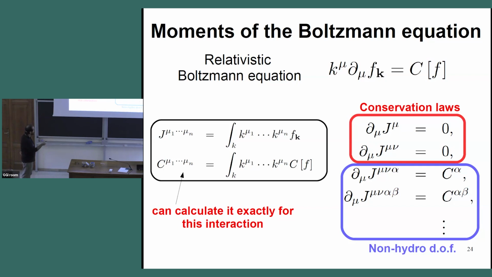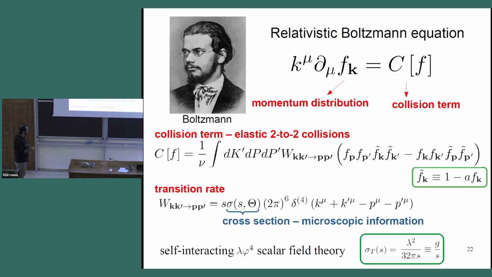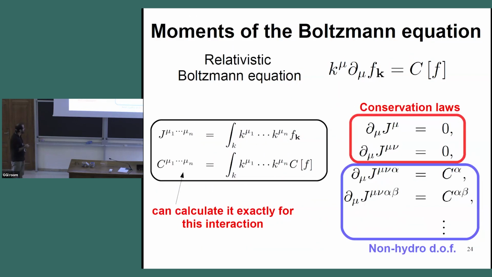And the higher moments are just equations of this form, where on the right-hand side you have moments of the collision integral. These have to do with non-hydrodynamic degrees of freedom, like the quasi-normal modes, which are gapped. They're not hydrodynamical variables, but they are gapped modes. And the reason why I'm doing this for this specific interaction is that, for this interaction, I can calculate these moments of the collision term exactly in terms of F, without relying on any approximation whatsoever.